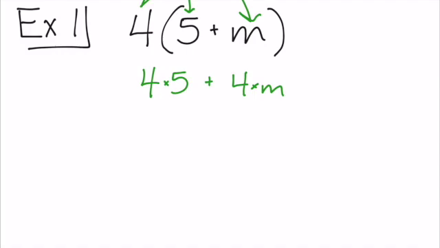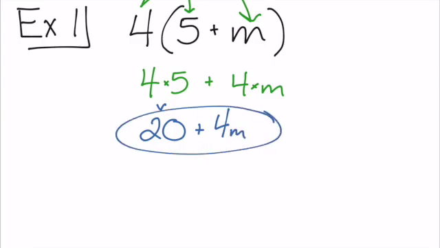Well, there's not much we can do here. I mean, we can do 4 times 5, which is 20. Bring down our plus sign. No one told us what m is, so we can't change that. All we can do is say, okay, 4 times m could also be written as 4m. And that's our answer. That's as small as we can get it.